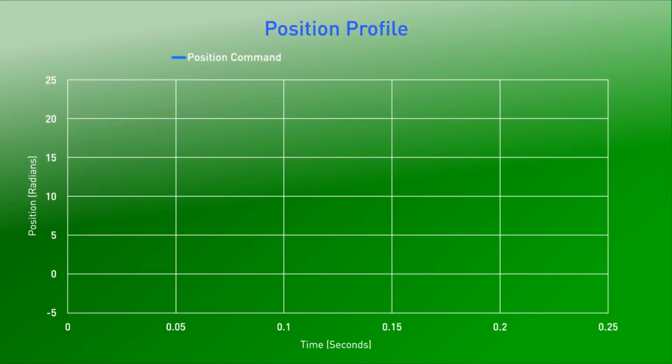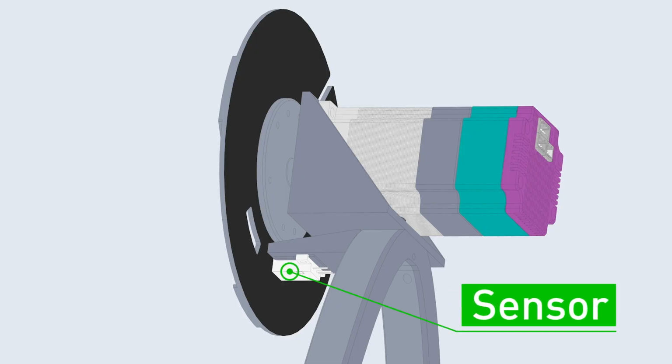Now we can program the position profile directly to the motor control module to generate maximum velocity in the least amount of time. We then use a signal from an optical sensor that detects the spinning disc's position to trigger the linear axis motion at just the right moment.